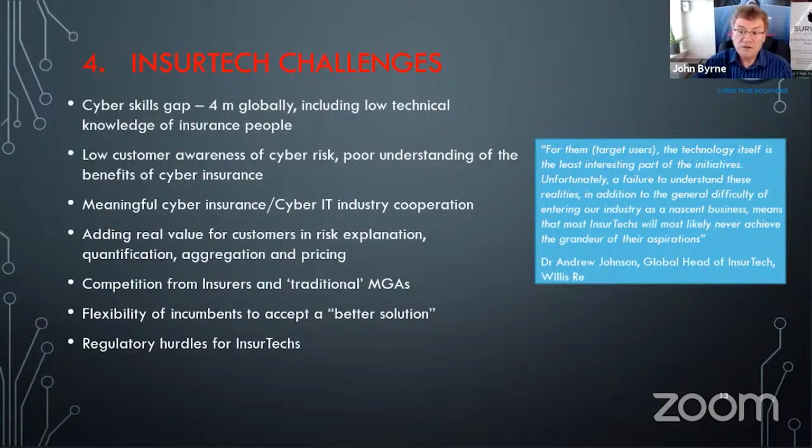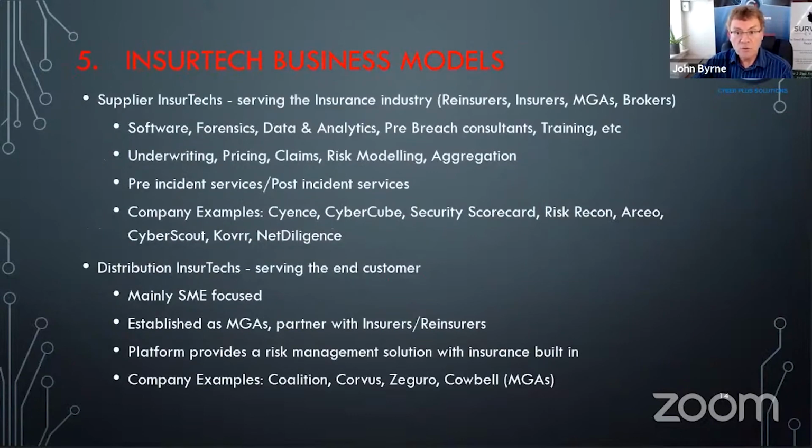The quote shown on the screen, I think, is a very good one. This is where we're reminded with this quote that the technology being used by insurtechs is the least interesting part for the buyer, for the customer. And unfortunately, a failure to understand that reality, in addition to the general problems of entering our industry as a nascent company, in other words, as a startup, means that most insurtechs will most likely never see the grandeur of their aspirations. I personally believe that that's true. And so it needs a good strategy to move forward.